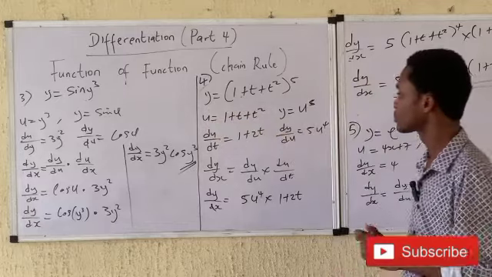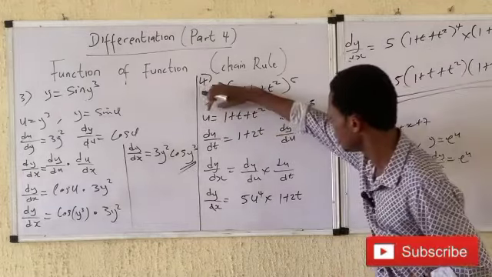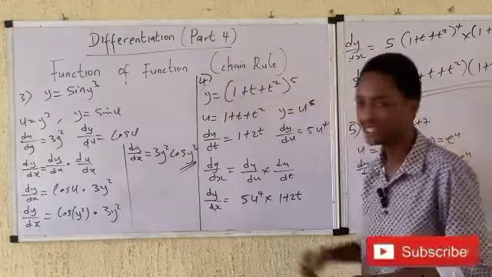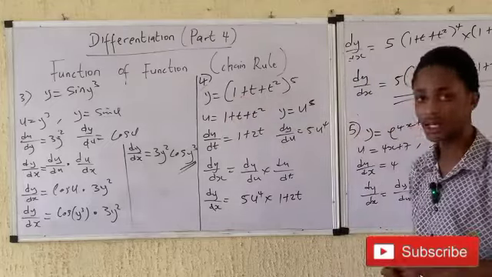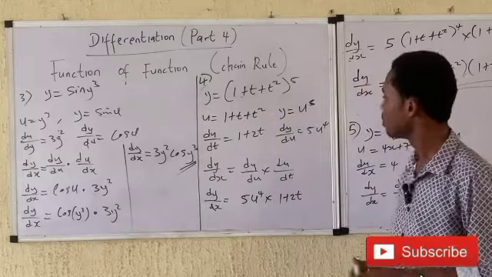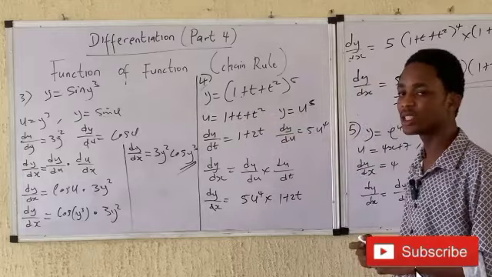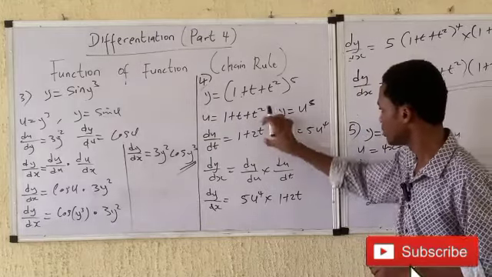Differentiating u with respect to t, du/dt equals, differentiating the constant 1 will give us 0. Differentiating t squared will give us 2t.